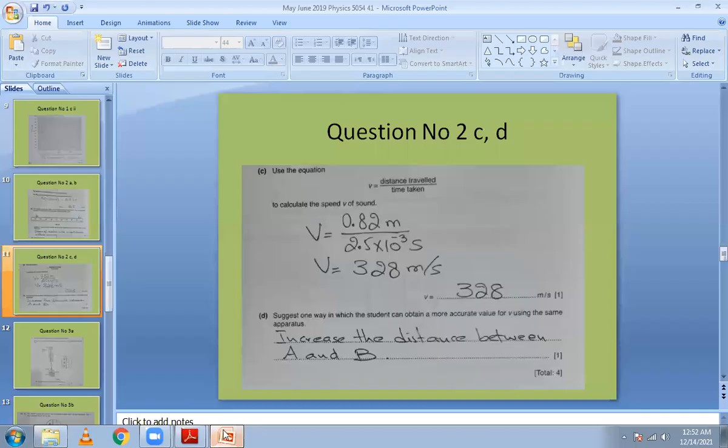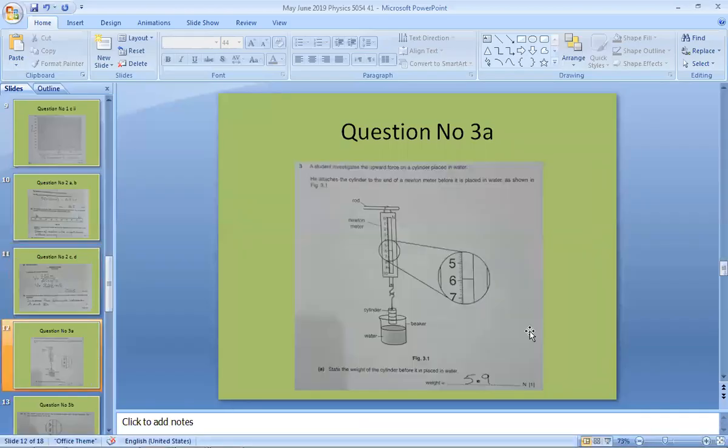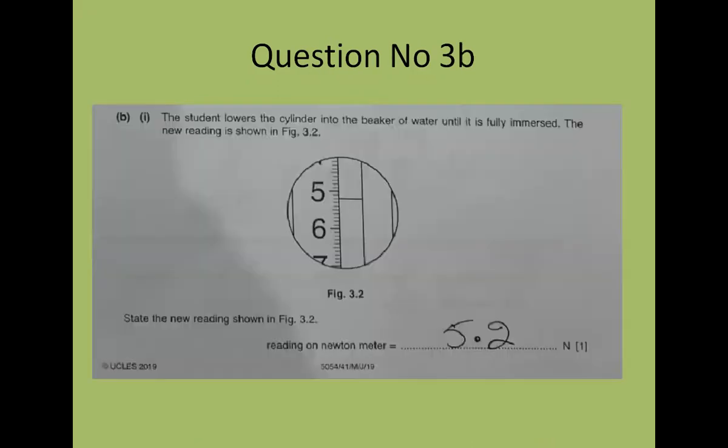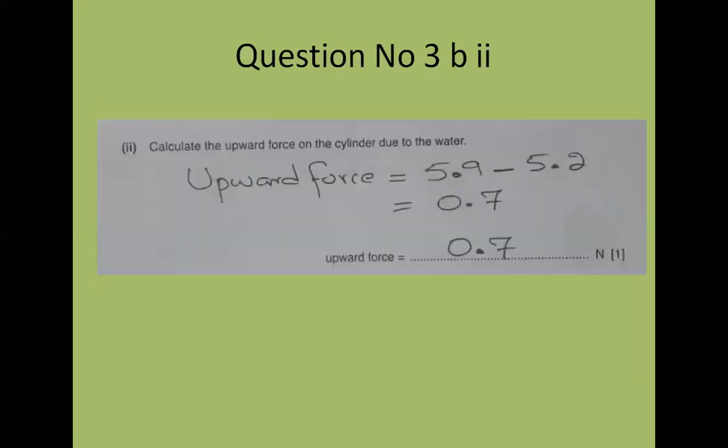Okay, so let me show you my work. So the reading here is 5.9. The reading here is 5.2. And the upward force will be 5.9 minus 5.2, and that will be 0.7.